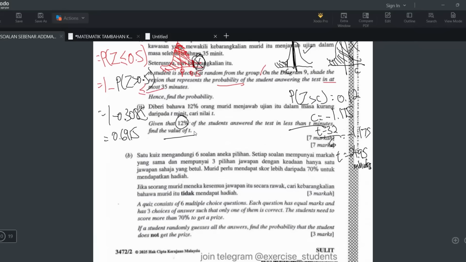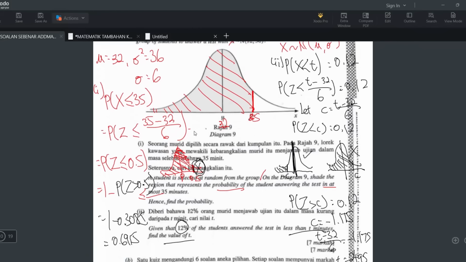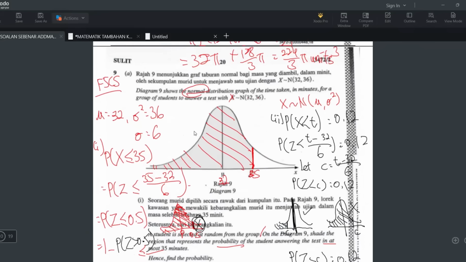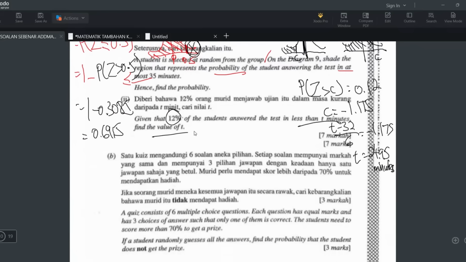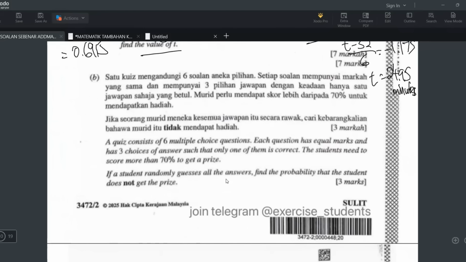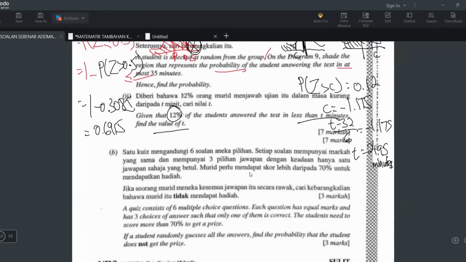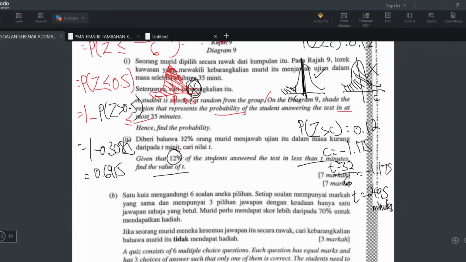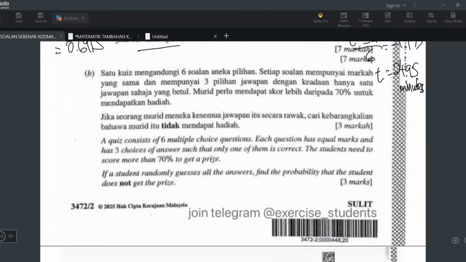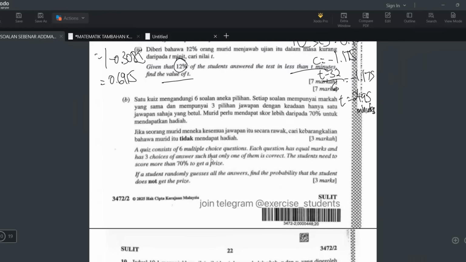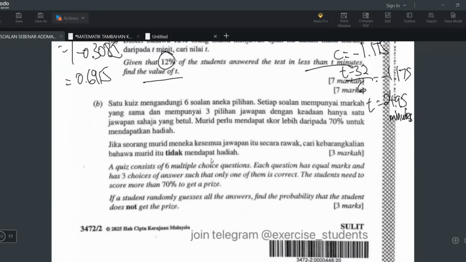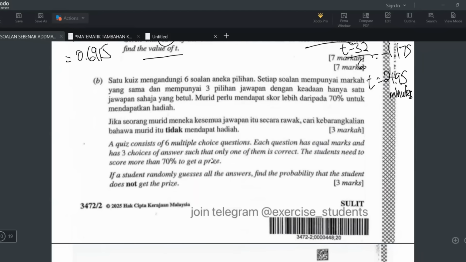Okay, is this related to A? Actually, no. I can tell you for sure no. Because A is a normal distribution question and B is not a normal distribution. Because kalau dia tak ada perkataan normal, if you never see the word normal in the question, that means it's not a normal distribution. So A is a normal distribution. This one is binomial. So B and A is not related at all. You cannot use the information from A to do B. So this one is like a complete new question like that.